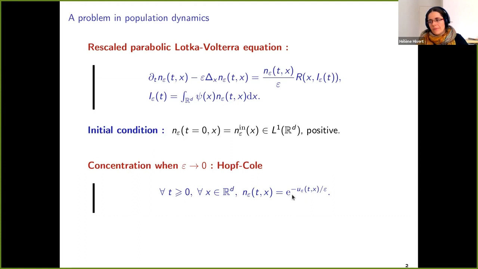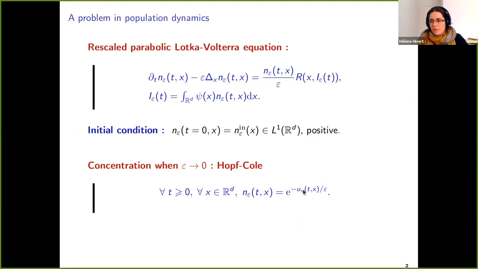And u is coercive, it goes to infinity when x goes to minus or plus infinity, and it means that when epsilon goes to 0, n concentrates at the place where u is equal to 0, and u enjoys much more regularity than n when epsilon goes to 0. So the analysis is much simpler with this quantity u.